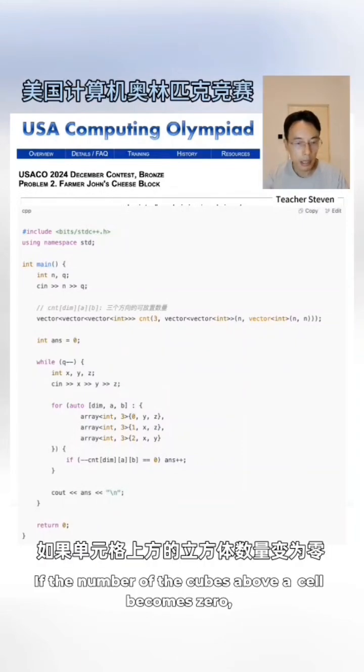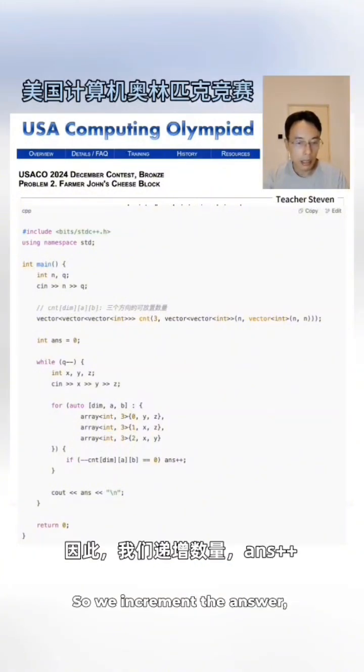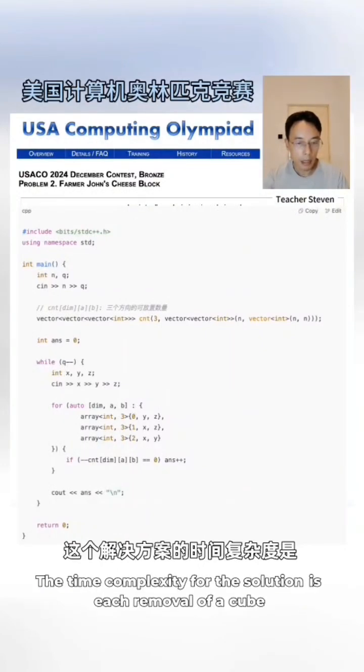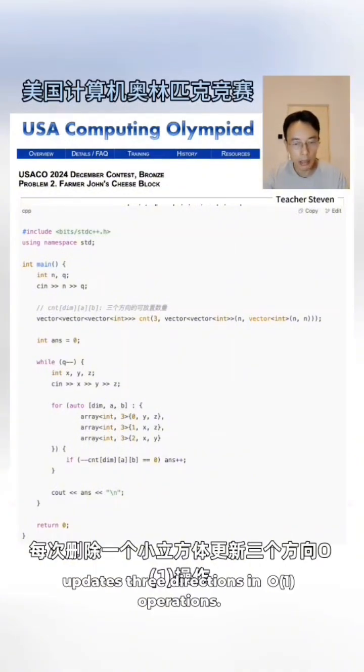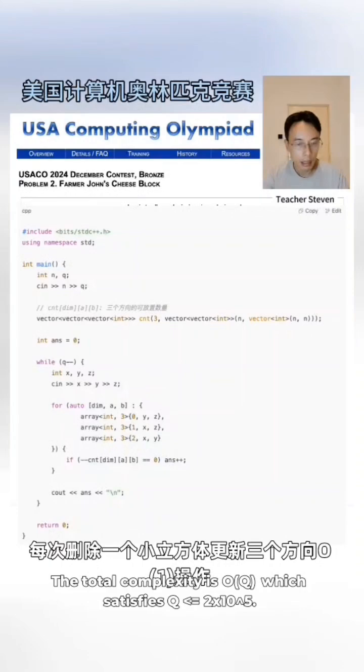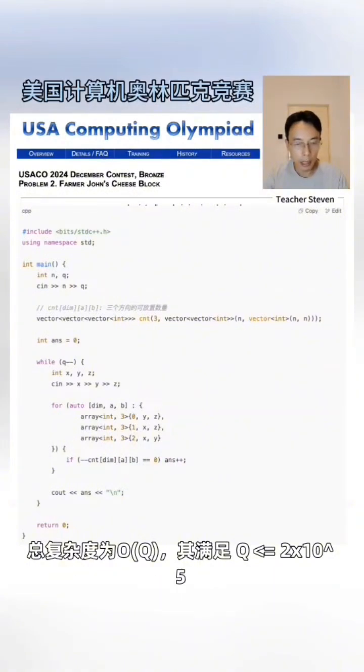If the number of cubes above a cell becomes 0, it means this cell is empty and a long brick can be placed. So we increment the answer, ans plus plus. For the time complexity, each removal of a cube updates 3 directions in O(1) operations. The total complexity is O(Q), which satisfies Q less than or equal to 2 times 10 to the power of 5.